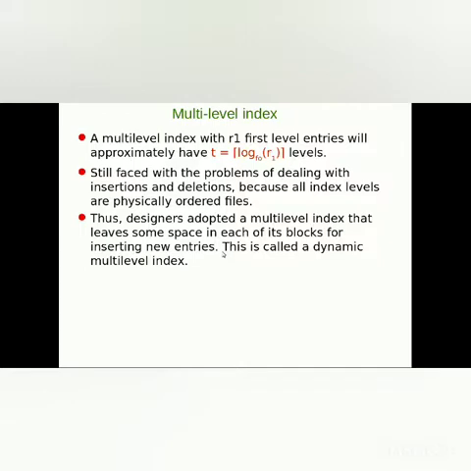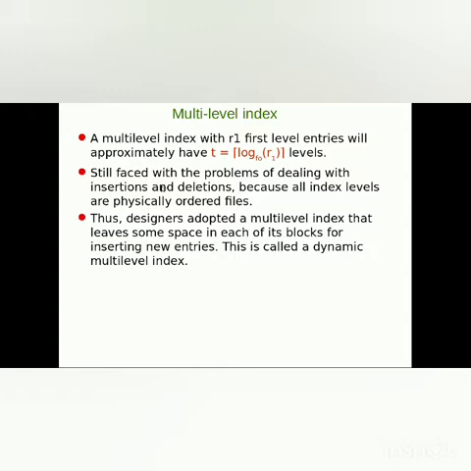Today, we know that a multi-level index with R1 first level entries will approximately have t equal to the upper limit of log R1 to the base fo levels. This is the number of levels in a multi-level index structure. What does fo mean? fo is the fan out. In our previous example, there were 68 entries per block. That is why the fan out was 68, and the number of blocks required was 3000 or so. That is how we got the number of levels as 3.